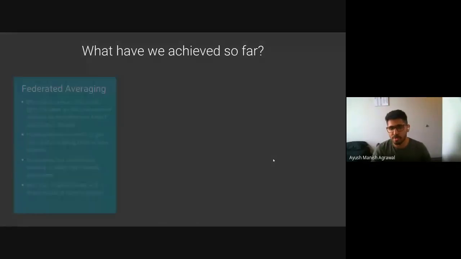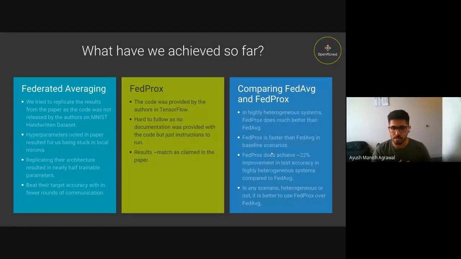So what have we achieved so far? There were a little bit of issues with my pace of understanding FL as a topic, so things have been a little slow, but we implemented federated averaging and we got some interesting results on the federated averaging paper. To summarize right now, the hyperparameters noted in the paper did not work for us at all. They got us stuck in local minima.